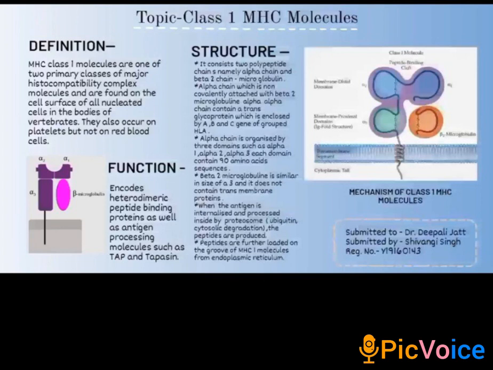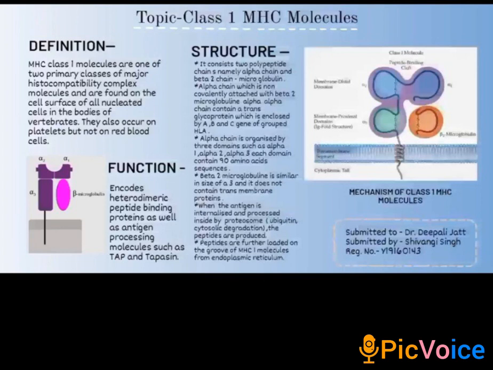Now, roles and importance. They present intracellular or endogenous antigens on the cell surface. For these foreign peptides presented by MHC class 1, it is the job of the T cell to recognize self and non-self peptide.